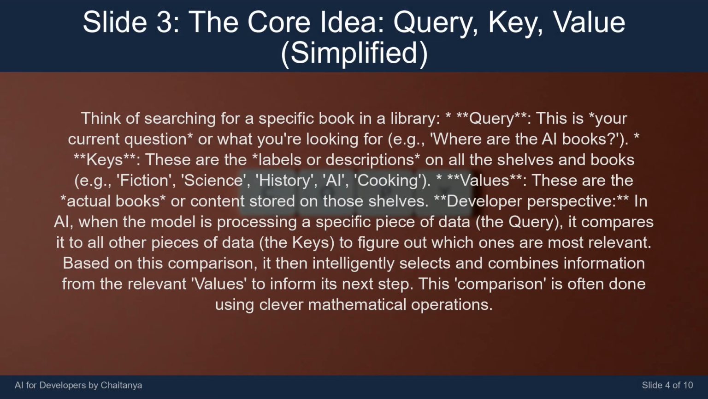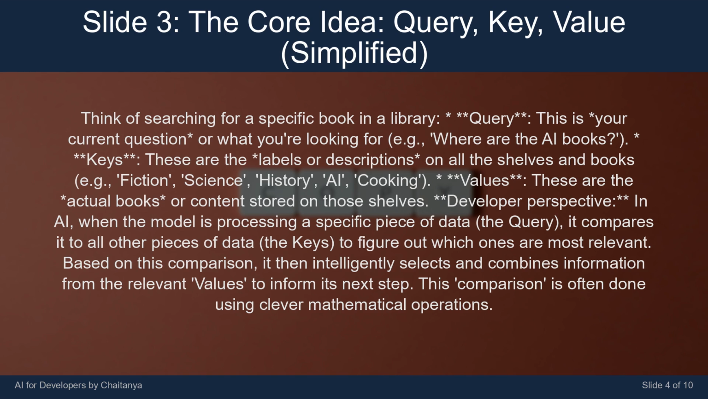Query: this is your current question or what you're looking for. E.g., where are the AI books? Keys: these are the labels or descriptions on all the shelves in the library. E.g., fiction, science, history, AI, cooking. Values: these are the actual books or content stored on those shelves.